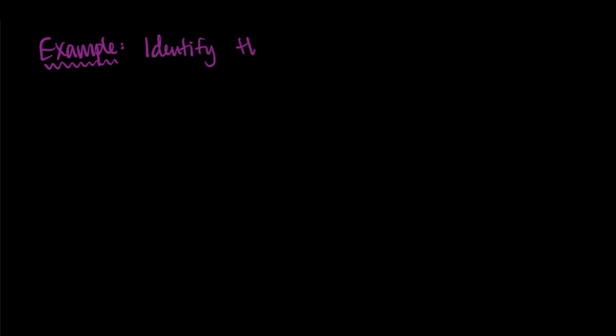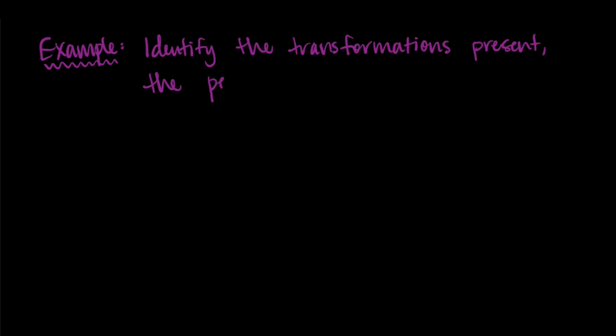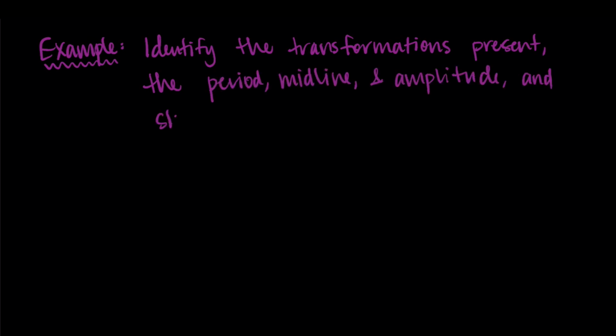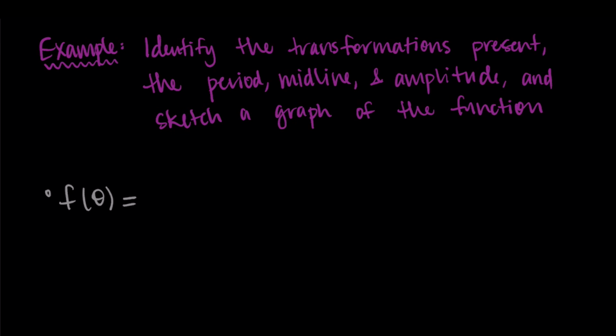All right, for our first example, we're going to do quite a few things. First, we're going to identify the transformations that are present. I'll show you the formula in a second. Then we're going to find the period, midline, and amplitude. And we're also going to sketch a graph of the function. Let's say we have f of theta equals 2 sine theta plus 3.